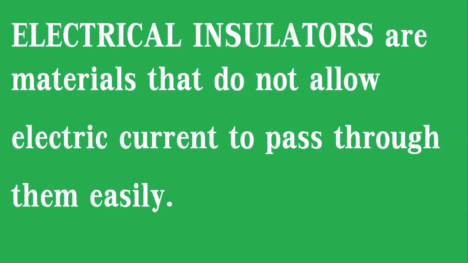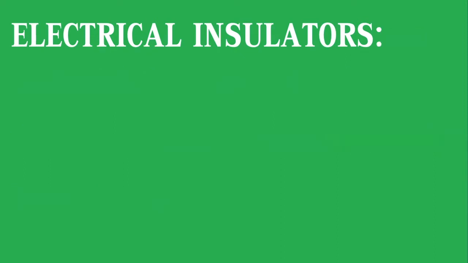All right, now we know that an electrical conductor is a material that allows electric current to pass through it easily, and electrical insulators are materials that do not allow electric current to pass through them easily. Right now, let's discover some examples of electrical insulators. All right. So electrical conductors are metals, and let's discover electrical insulators.